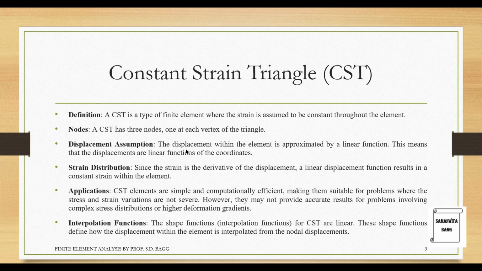Displacement assumption. The displacement within the element is approximated by a linear function. This means that the displacements are linear functions of the coordinates. We are talking about a linear function. Strain distribution. Since the strain is the derivative of the displacement, a linear displacement function results in a constant strain within the element.